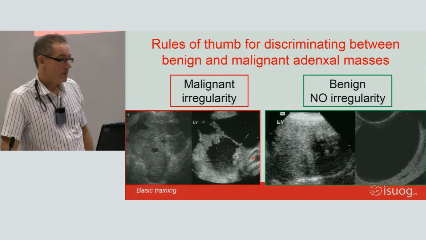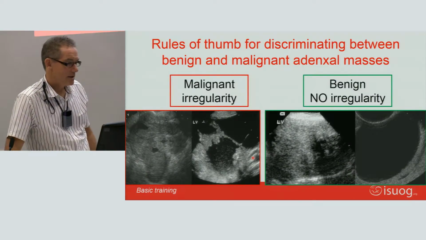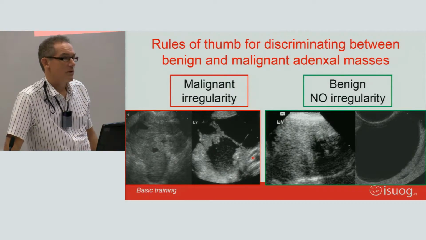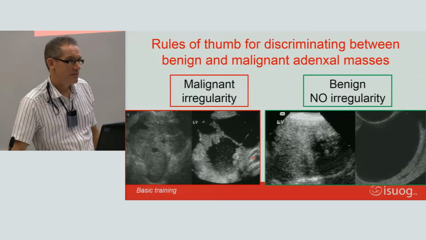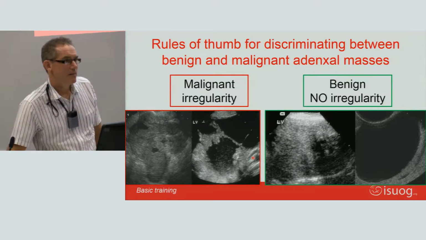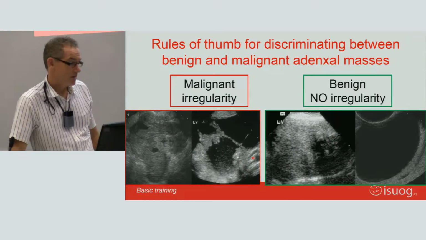Fine. So the rules of thumb in differentiating between benign and malignant adnexal pathology. I've shown you what a follicular cyst and a corpus luteum cyst look like. You've seen what a simple cyst looks like. Hopefully you can recognize a dermoid and an endometrioma.